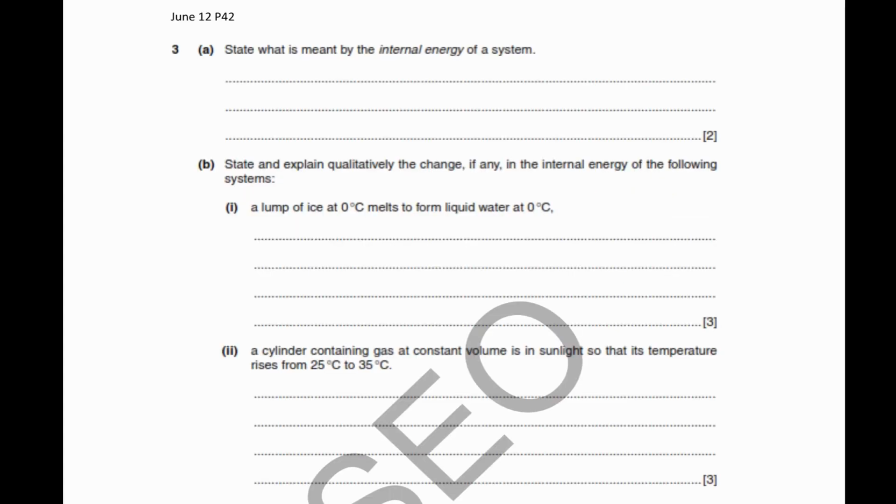State what is meant by the internal energy of a system. So we've already done that in the earlier question. So we go to part B. State and explain qualitatively the change, if any, in the internal energy of the following systems. Number 1, a lump of ice at 0 degrees melts to form liquid water.